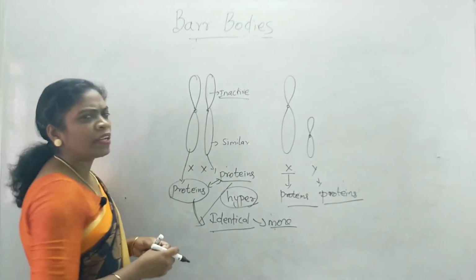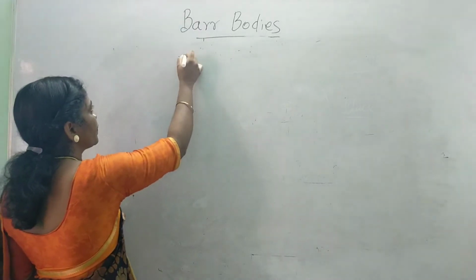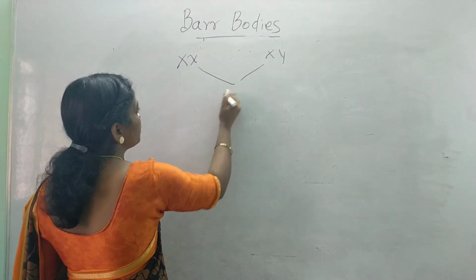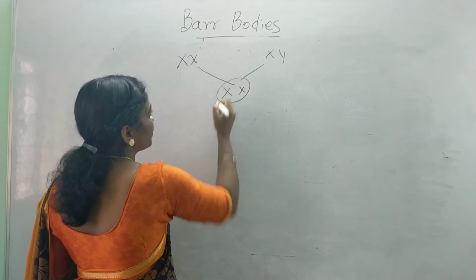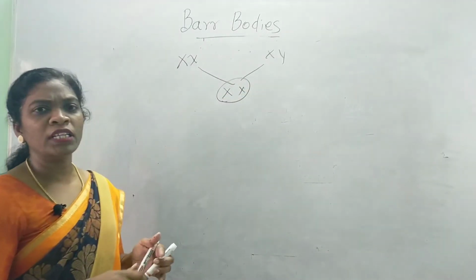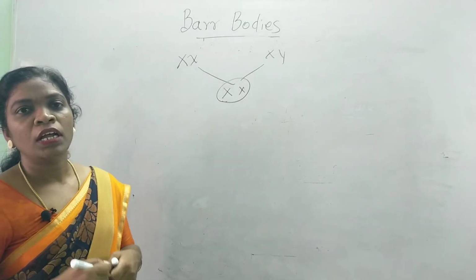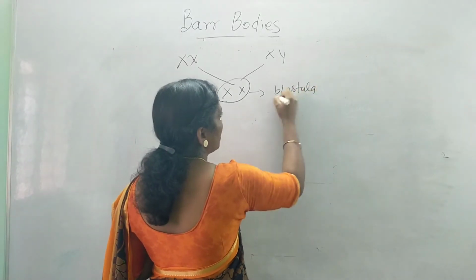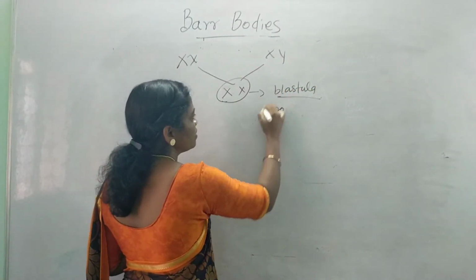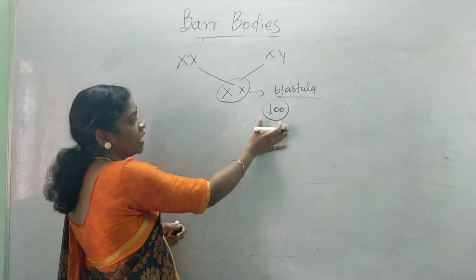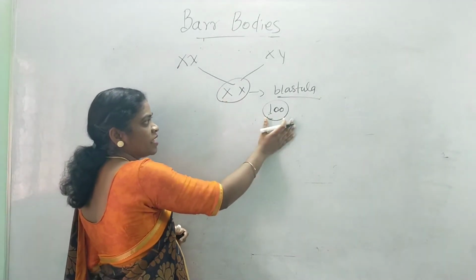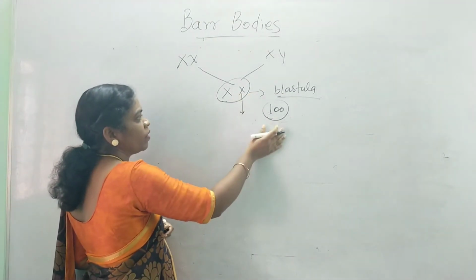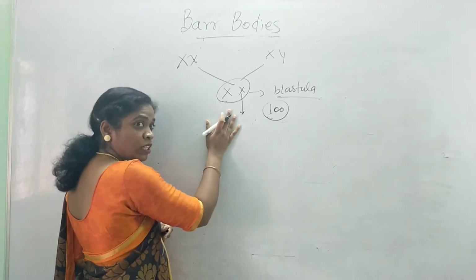And what type of chromosome will get inactivated? Imagine it is XX and XY. If it is a female, she will receive one X chromosome from the mother and one X chromosome from the father. When will this X inactivation happen? It happens during embryonic development, during the blastula stage. During blastular development, before the embryo reaches 100 cells, or the fertilized zygote reaches 100 cells, this X inactivation will happen. So one of the X chromosomes is inactivated during the blastula stage in eutherian mammals.